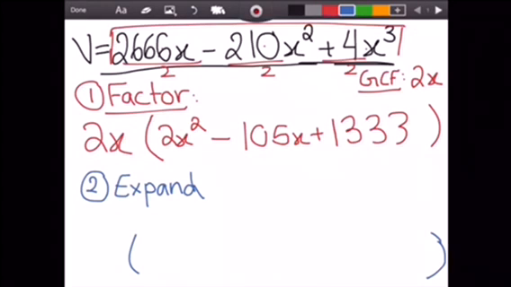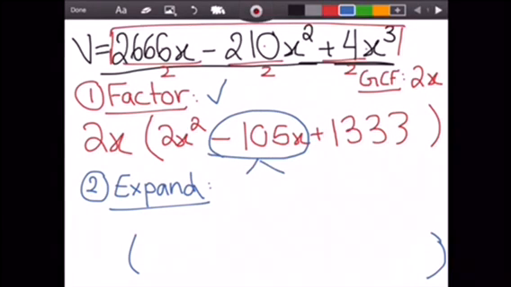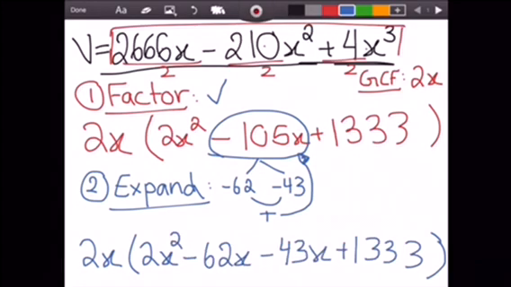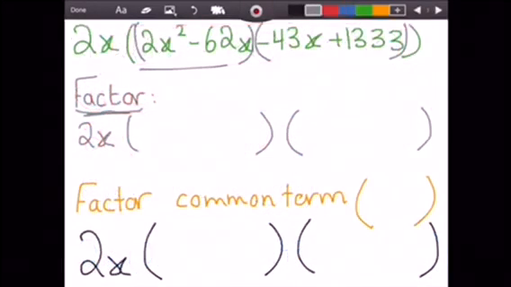We're going to expand more to figure out the possible values for x. So we will only take negative 105x, and we're going to figure out two possible values that if we add them, they're going to give you negative 105. So negative 62 and negative 43. If you add them, you're going to get negative 105. And by the way, if you multiply negative 62 and negative 43, you're going to get 2666x, which makes it correct. So this is for the expanding.